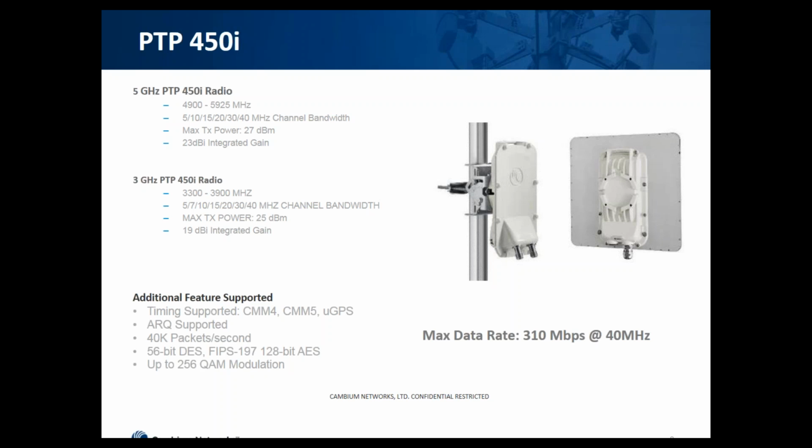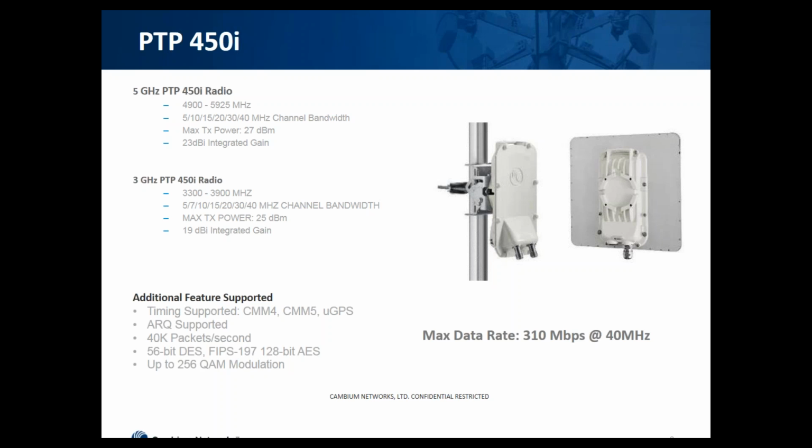The PTP 450i also has a max TX power of 27 dBm. This is coupled with the 23 dBi antenna gain that we have, so it gives a good EIRP of 50 dBm. So let's now talk about the 3 gig PTP 450i. The 3 gig operates from the 3.3 to the 3.9 gigahertz spectrum, and this one also has the 5, 7, 10, 15, 20, 30, and 40 meg channel bandwidths, which have the same applications as the 5 gig. The max TX power for this is 25 dBm, and the antenna gain is 19 dBi.